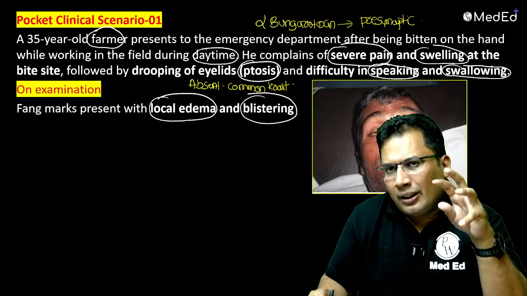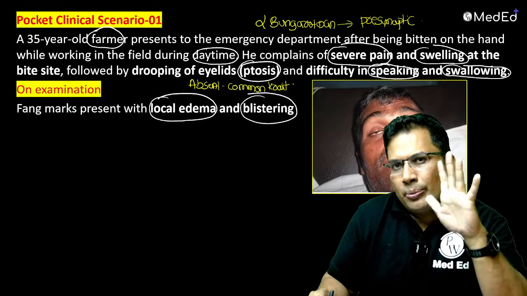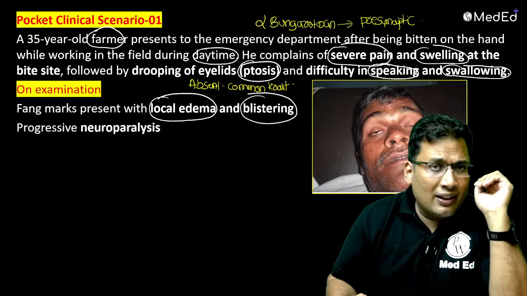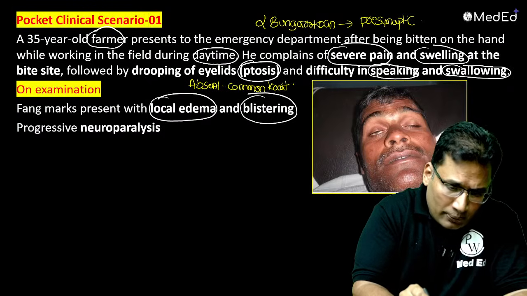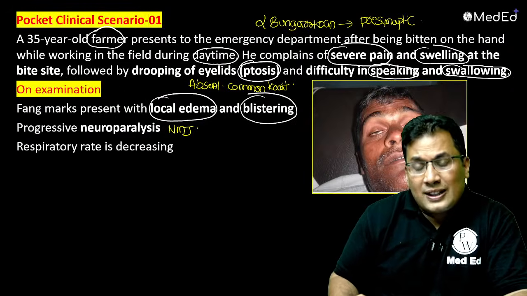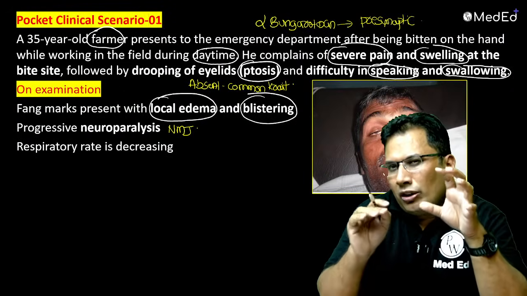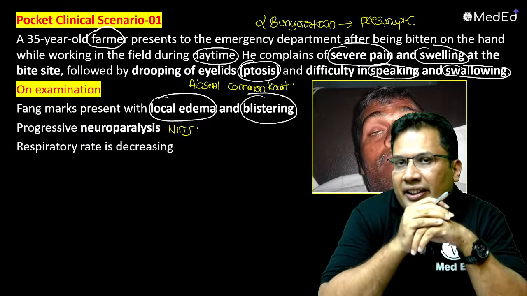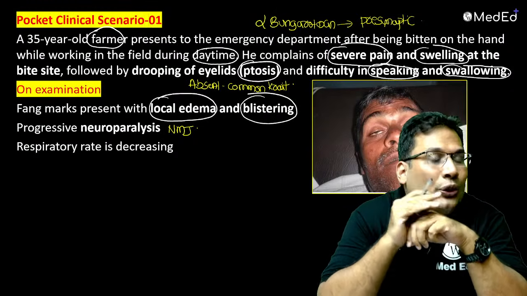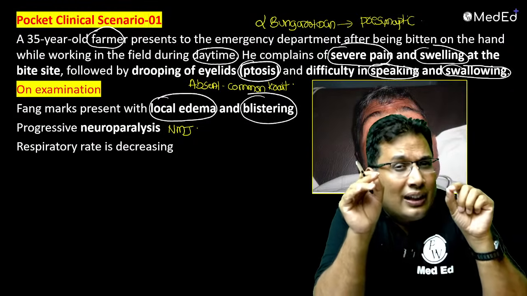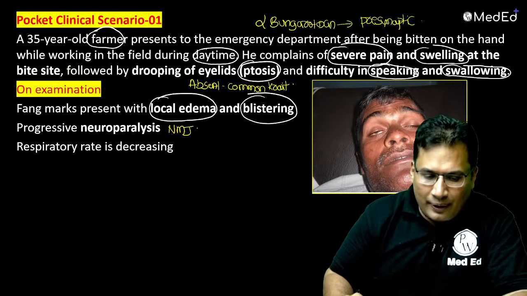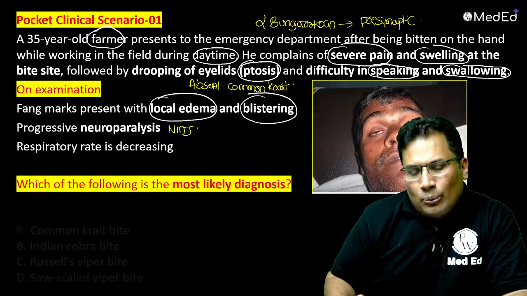That's why the common krait bite here is ruled out. It must be common cobra bite. Progressive neuroparalysis because of the involvement of the neuromuscular junction. Respiratory rate decreasing. That's why one very commonly done clinical test is the single breath count test. That is one very important clinical test we do or elicit in the patient.